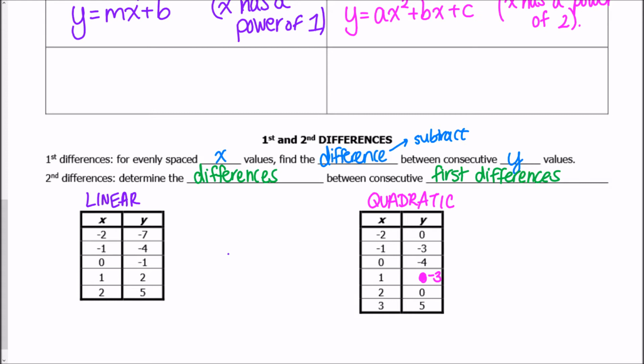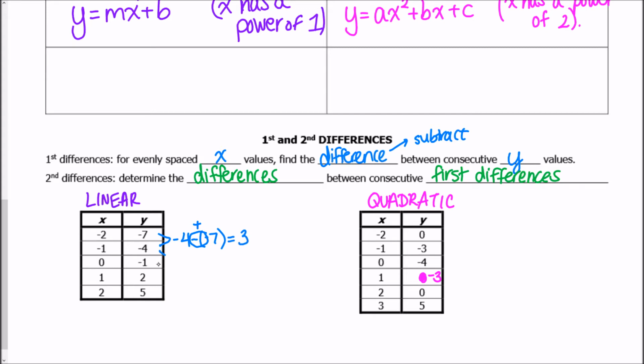So to find first differences, for evenly spaced x values, so our x values are evenly spaced because they're going up by 1s, we're going to find the difference between consecutive y values. So the way I'm going to do this is I'm going to subtract my y values. I'm going to take -4 and subtract -7. Okay, if I do -4 minus -7, the double negatives turn into a positive, and -4 plus 7 is +3.